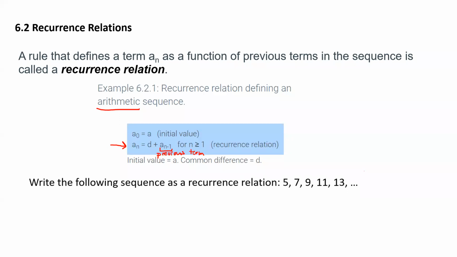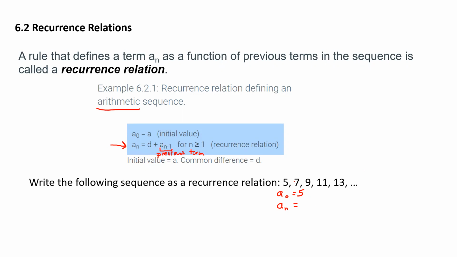So let's write this sequence 5, 7, 9, 11, 13 as a recurrence relation. So we would say A naught, the first term, is the 5. And then we would say A sub n is equal to whatever, and the order doesn't matter here. I'm not sure why they put the D first. I think most of the time we would look at the previous term first and see what we need to do with it. But anyway, for some reason, they wrote the D first here.